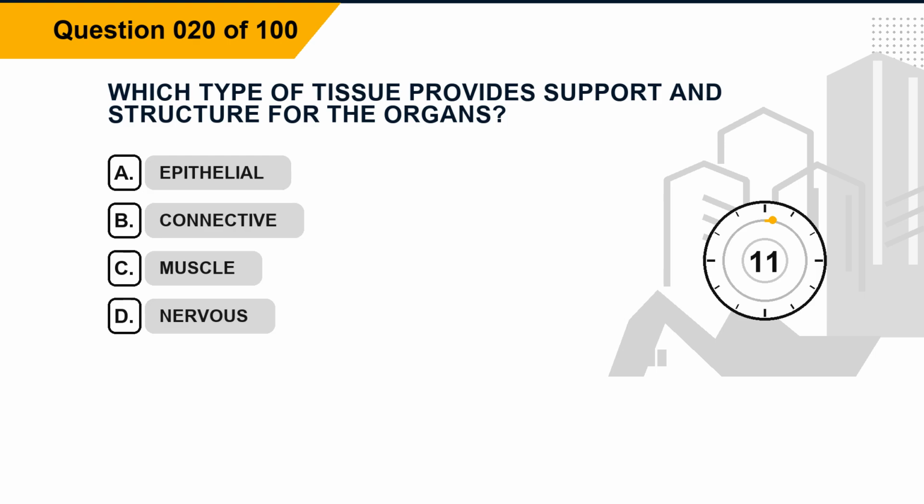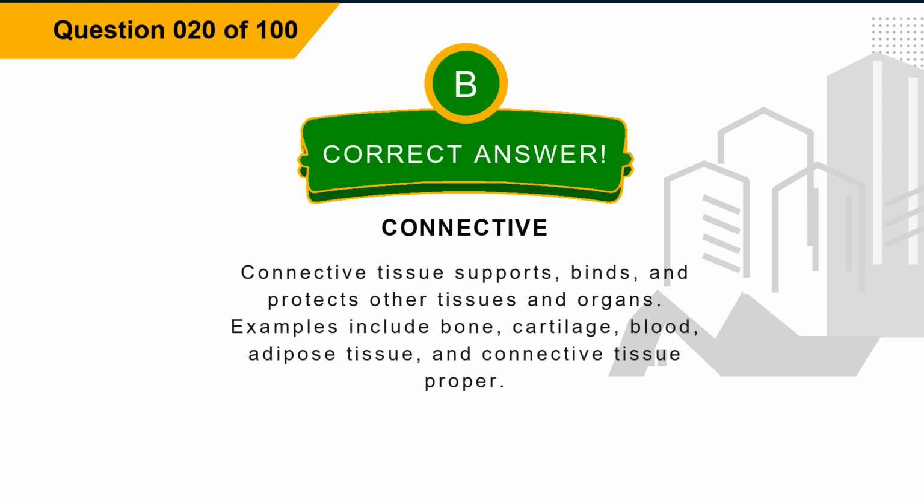Question 20. Which type of tissue provides support and structure for the organs? Option A, epithelial. Option B, connective. Option C, muscle. Option D, nervous. The correct answer is option B, connective. Explanation. Connective tissue supports, binds, and protects other tissues and organs. Examples include bone, cartilage, blood, adipose tissue, and connective tissue proper.